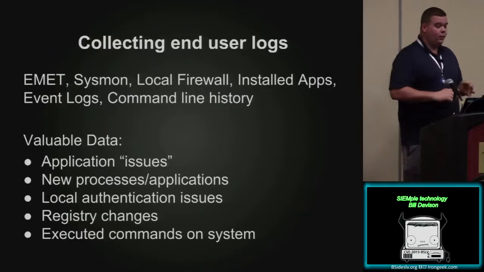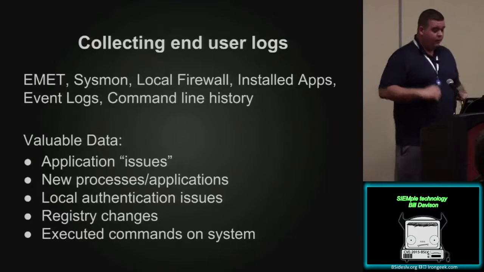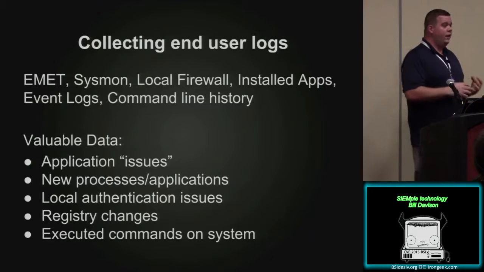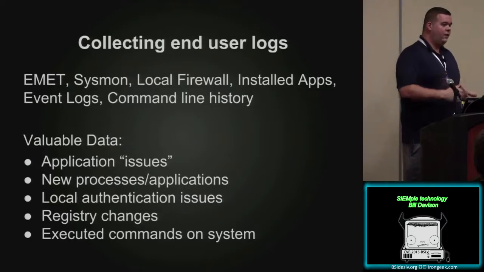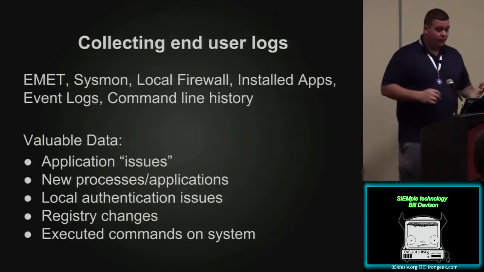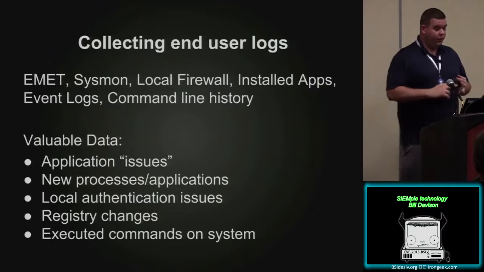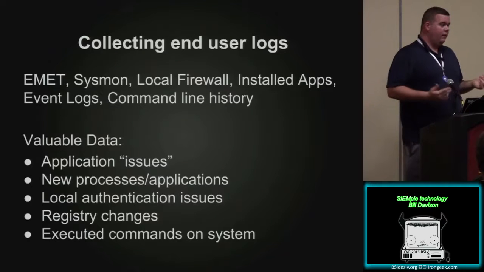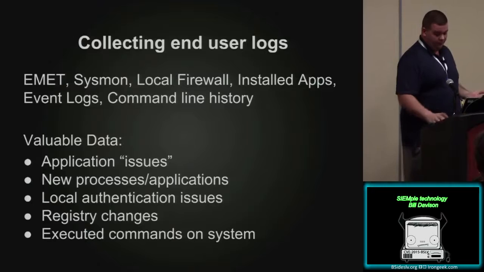Sysmon can tell you what processes are trying to reach out and when they're being started. Local firewall, even if you set it up for allow any, can still tell you it went to this website or these went into that, which will be decent logging. And it's also good to know what applications are installed, what events are occurring on those, and you can even go as far as getting PowerShell command line, what PowerShell commands were run on those systems.